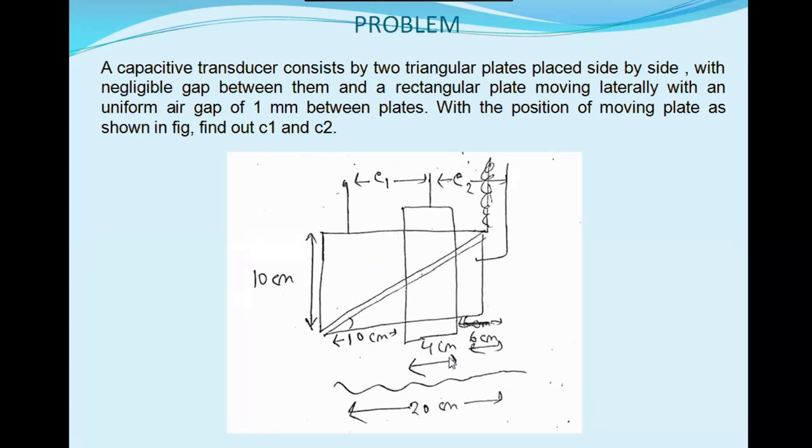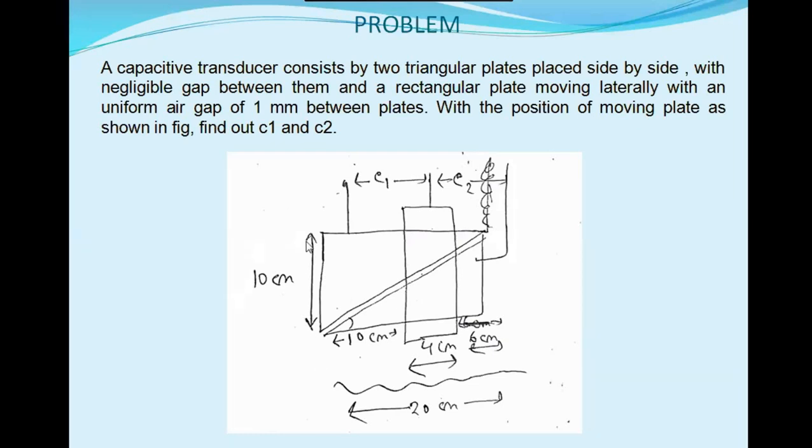If this type of diagram and the problem statement are given to you, then with the position of this moving plate, you have to find out the capacitance C1 and C2. Capacitance C1 means the capacitance between the first triangular plate and this moving plate, and capacitance C2 means the capacitance between the moving plate and the second triangular plate.